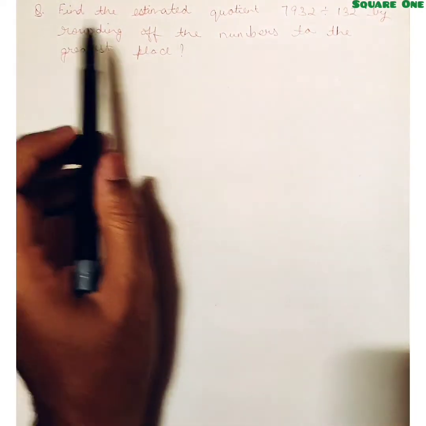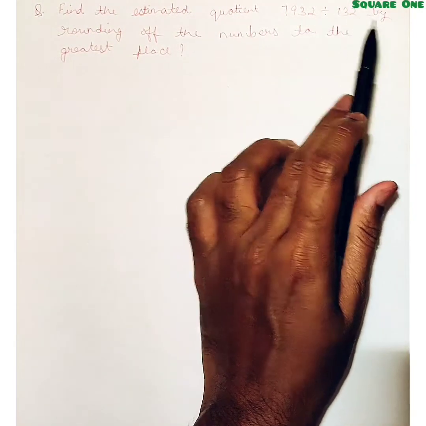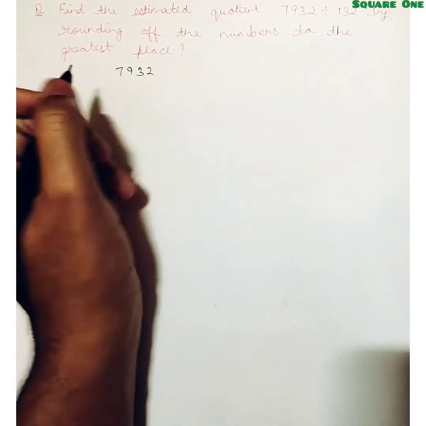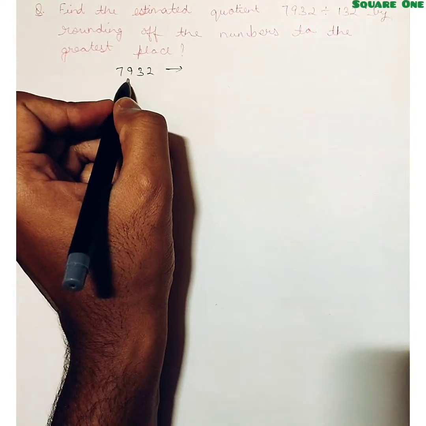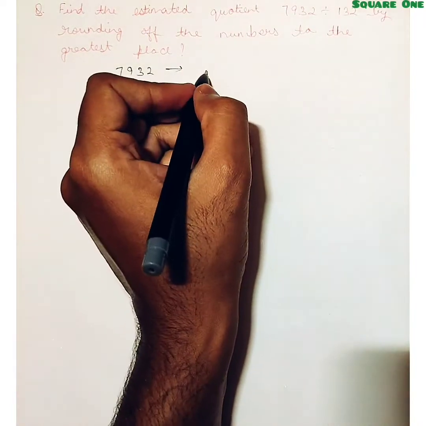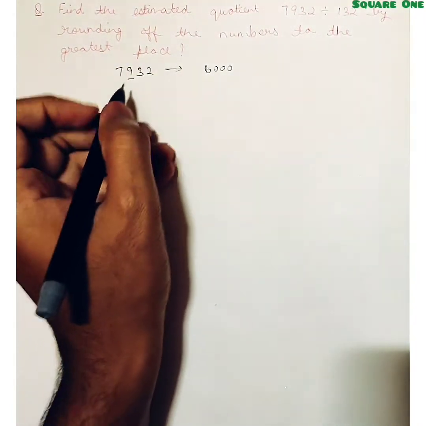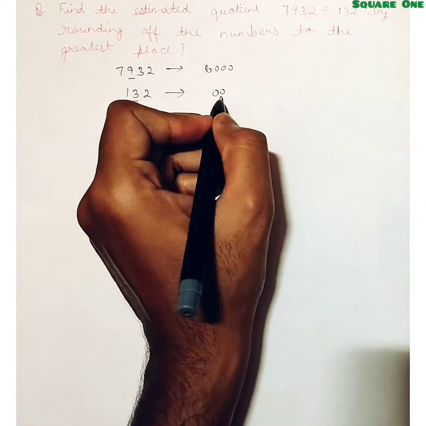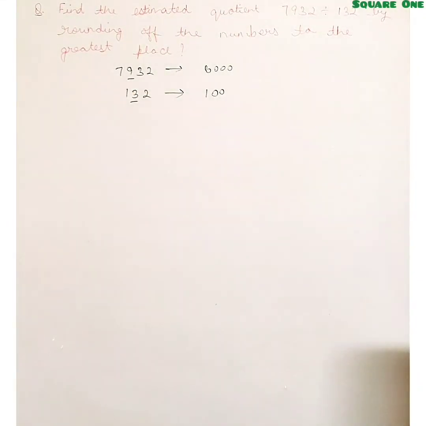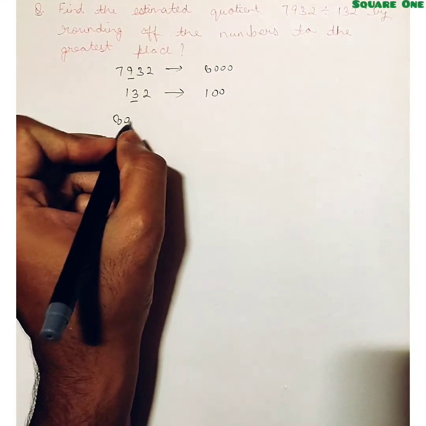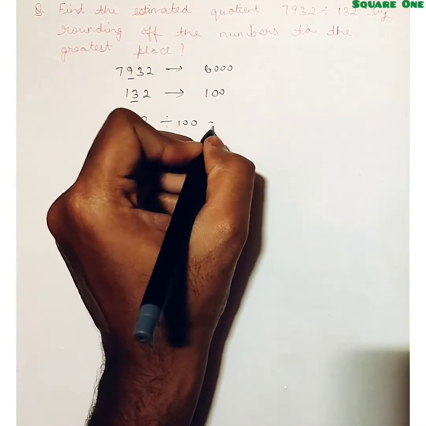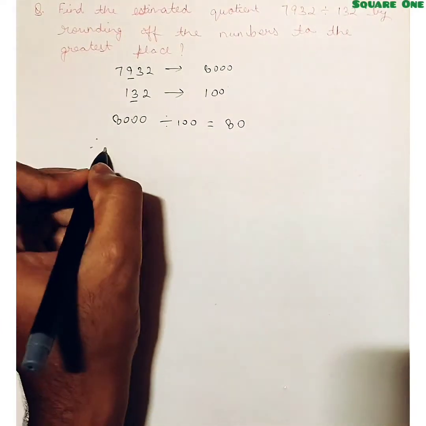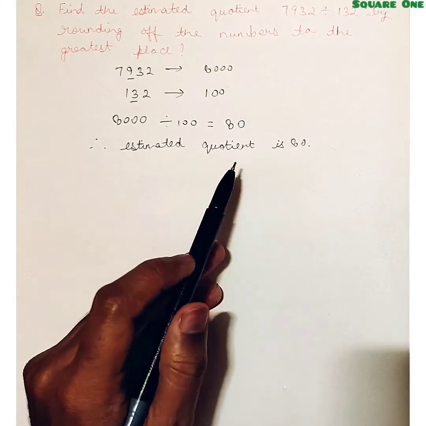Find the estimated quotient of 7932 divided by 132 by rounding off the numbers to the greatest place. 7932. If I round off this number to the greatest place, that means I have to look at the second digit. This becomes 8000. 7 becomes 8. The other digits become 0. 132. I have to look at the second digit again. 32 becomes 0. 1 becomes 1 still. Then I do the calculation. 8000 divided by 100 is 80. So the estimated quotient is 80.